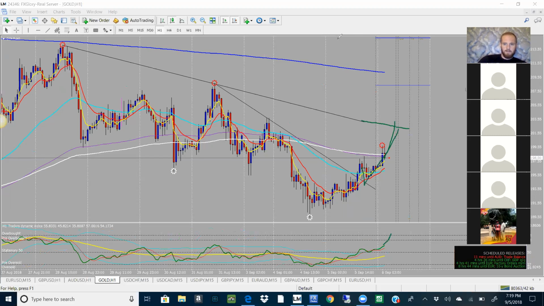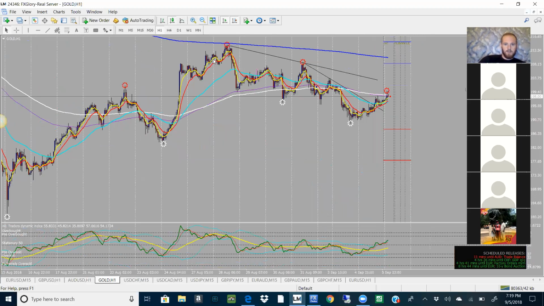So we're going to look for that hit of the trend line. If you want to know how to draw it, go to the top of the day of August 28th, drag it across to the top of August 31st, and extend it into the future right here. And you've got your projected zone. So that's where you're going to be looking.